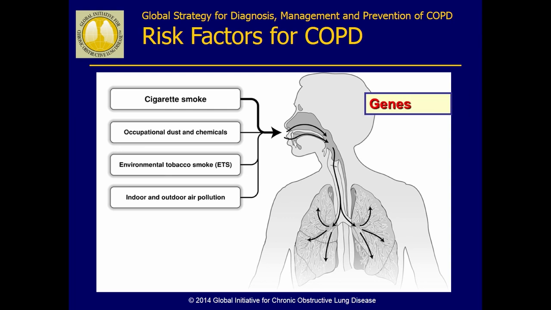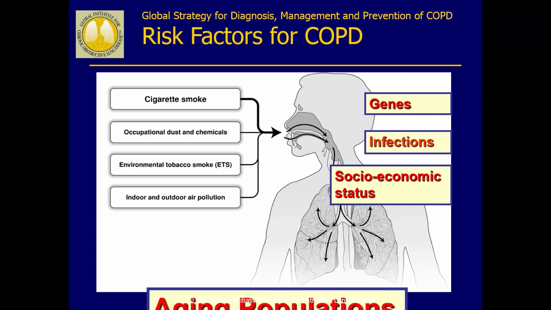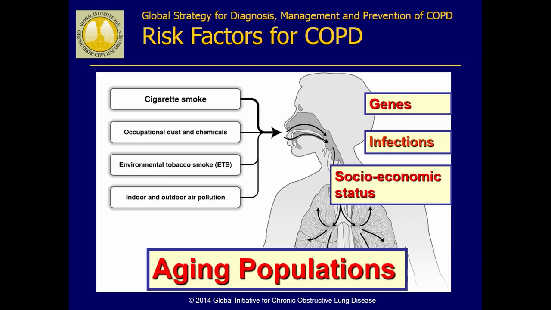More recently, we're learning that genes are an important risk factor for COPD. Infections can lead to accelerated decline in lung function. And socioeconomic status is increasingly important as COPD is becoming more prevalent in people with lower socioeconomic status in the Western world. And overall, COPD is increasing due to the aging of the population.